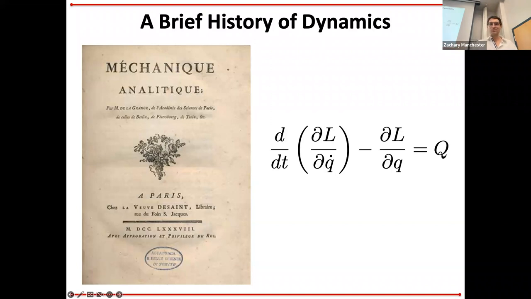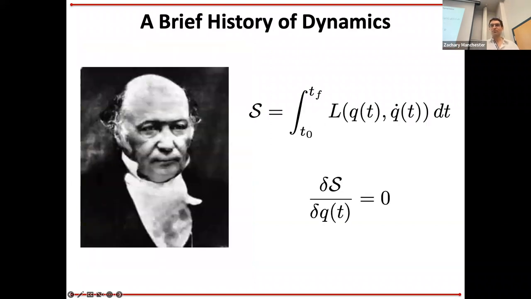The next chapter in our story is about another 50 years after Lagrange. This is like 1830s. And does anyone know who this guy is and what this is? This is Hamilton, famous for two things, both of which we'll talk about in this class. One is this guy. Does anyone know what that thing is? That's the action integral, but yeah, this thing is actually the least action principle or stationary action principle.